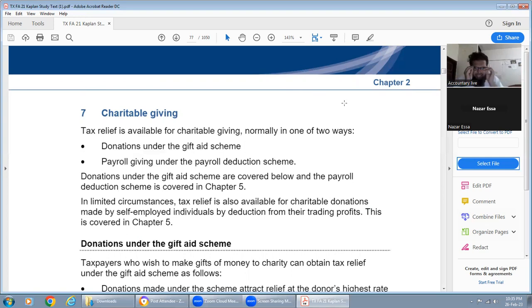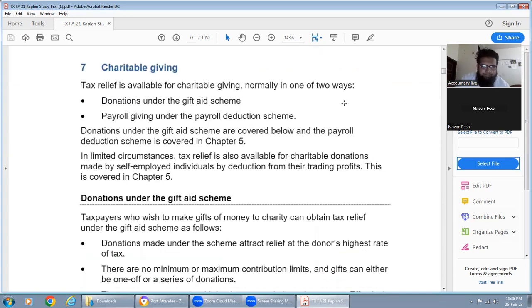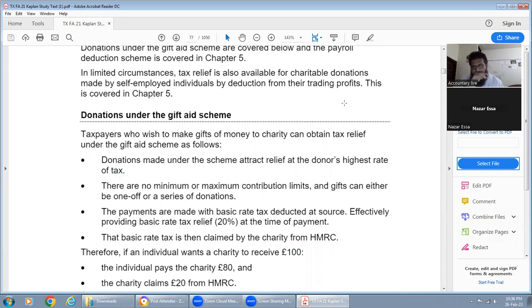In limited circumstances, tax relief is also available for charitable donations made by self-employed individuals by deduction from their trading profit. This is covered in Chapter 5. Now, donations under the Gift Aid scheme.